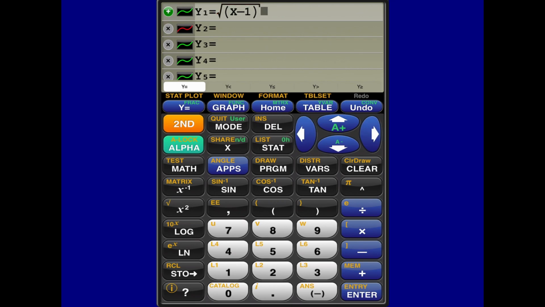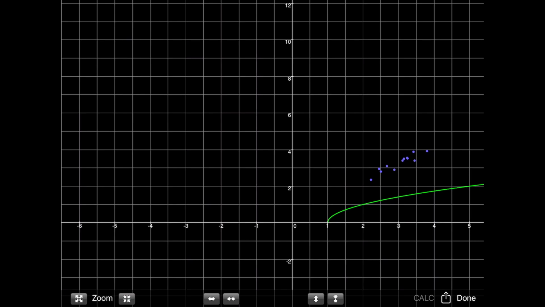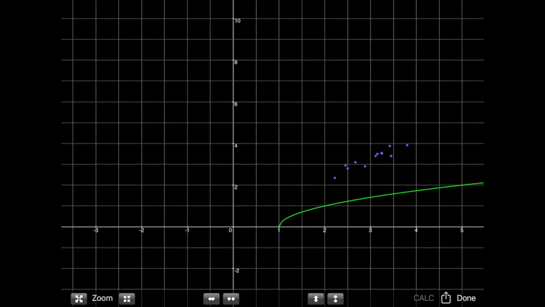Okay, I think that should be okay. I don't know what that is. And then I'm going to press graph, since we don't have zoom on here. Ignore those bunch of blue dots. That's from my stats class, and I forgot to clear that out.